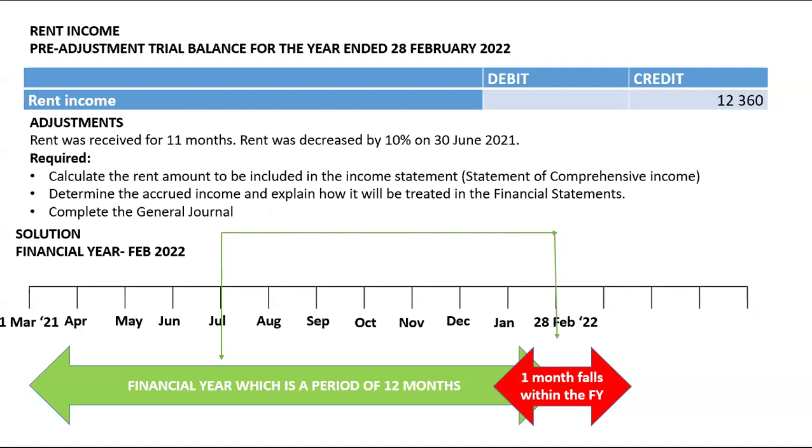Rent was X for March, April, May, June. We don't know how much it was, so we'll just say it's 4X. Thereafter, it was decreased by 10%. So it was no longer at 100% X. It was now at 90% X. When there's a percentage decrease, you work from 100%, but here we minus the 10%. So meaning that after the 30th of June, rent was at 90%.